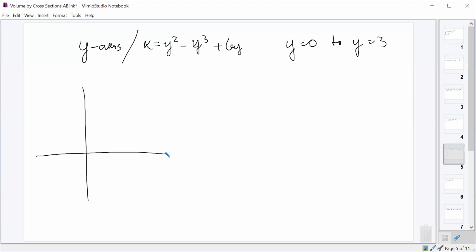But we would note that if we plugged in 0 to this for y, we'd get x equals 0. So we know there's a point at the origin. And if we plugged in 3, we'd end up with 9 minus 27 plus 18. So up here somewhere at 3 for y, we also get an x value of 0. So we know that those 2 points are on there.